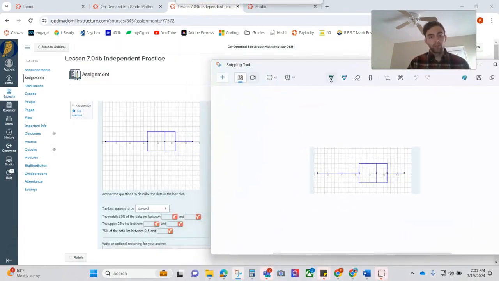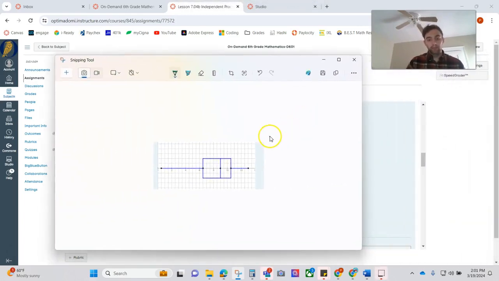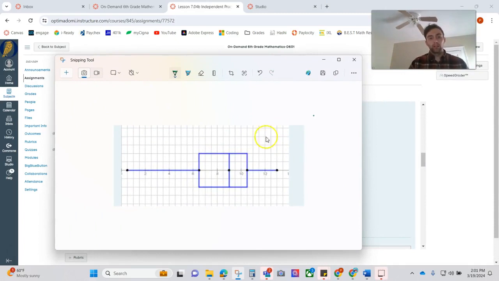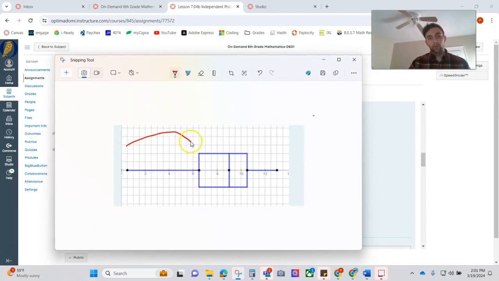Our next question is the middle 50% of data lies between blank and blank. On a box and whisker plot, each section represents 25% of the data. So in this section, the data is really spread out, but still there's maybe 4 numbers here in this section. Here, the numbers are a little closer together. There's still, maybe again, only 4 numbers in this section. Here, the numbers are even closer together.